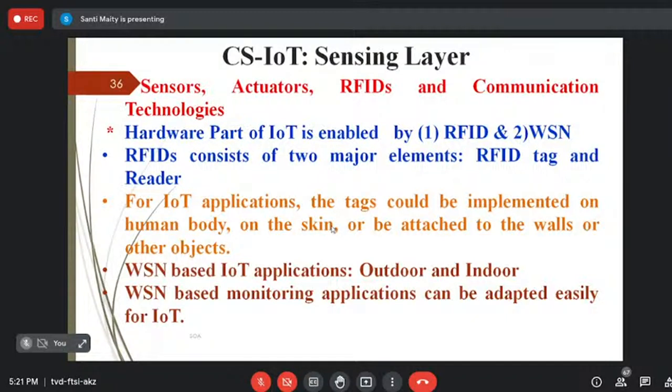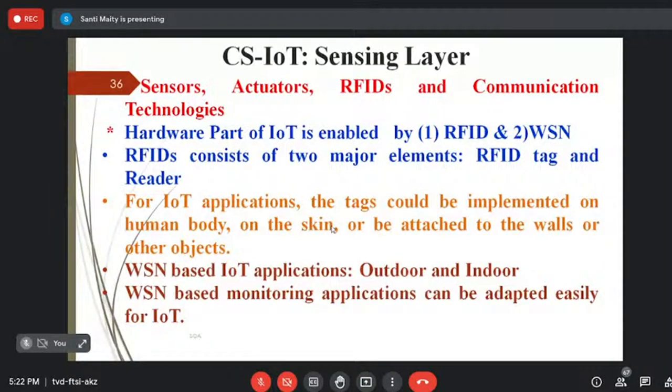In such situations, or even indoors, when you have a health monitoring system or temperature monitoring and all this, we can think that a large number of sensor devices are continuously capturing the data, so there will be redundant data, and that sparsity can be exploited. Now, whatever wireless sensor network application there is can be easily mapped or adapted to the IoT application.